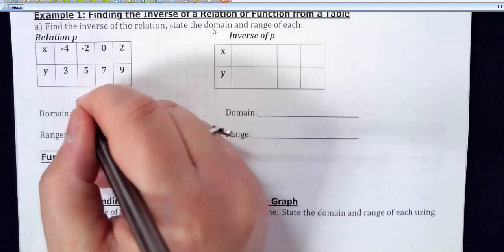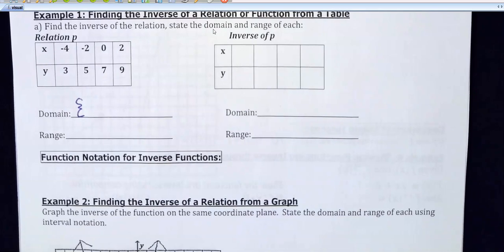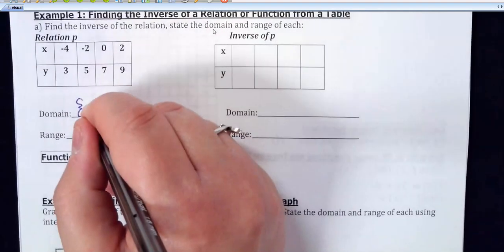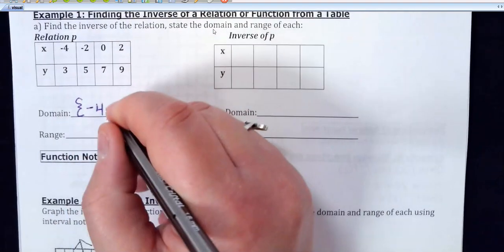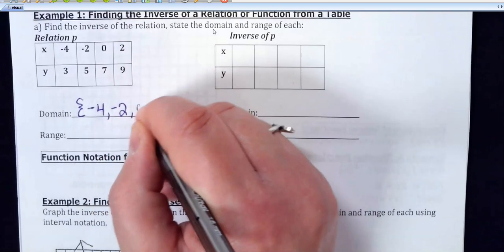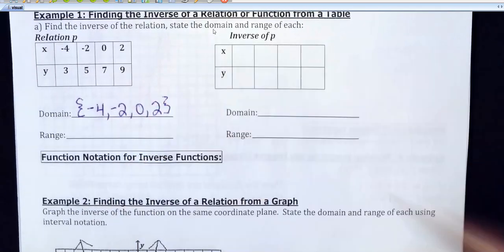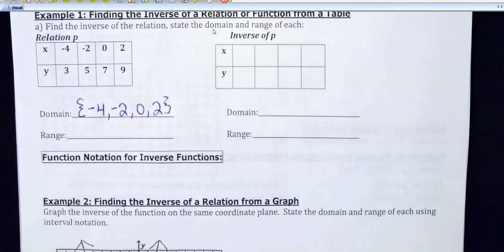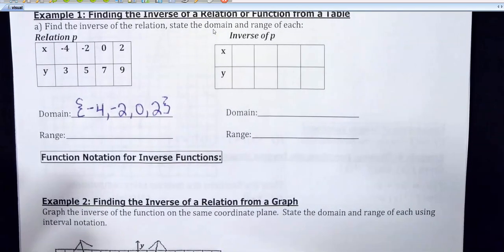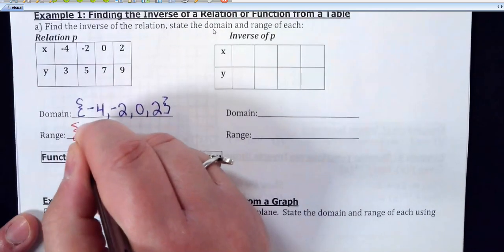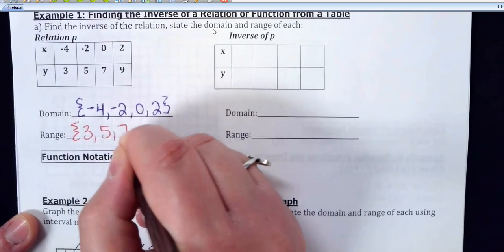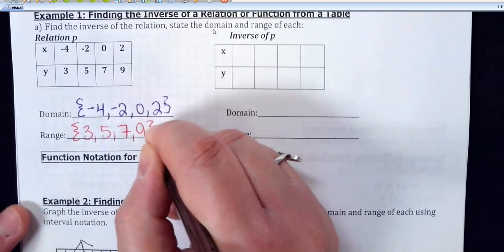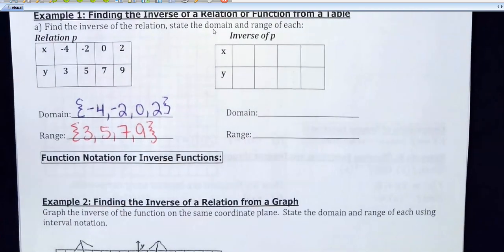And the notation for that is called a brace. It just looks like a little squiggly line. I'm not going to be picky about that or anything. But you're just going to list the x values, and they do not have to come in a particular order. I'm just listing them how they appear in that table there. To do your range, all you have to do is list your y values. So I'm just going to do 3, 5, 7, 9. If any of them repeat, which they don't here, you don't need to write it twice.